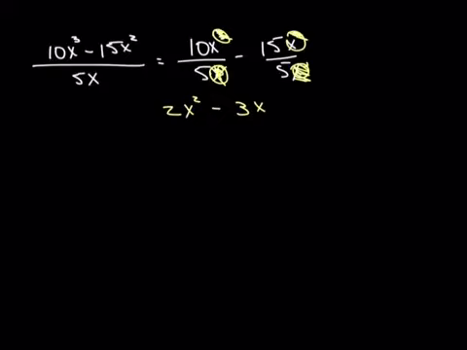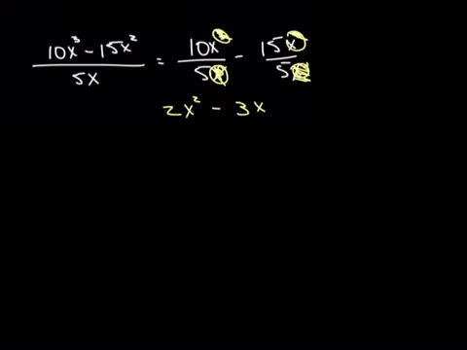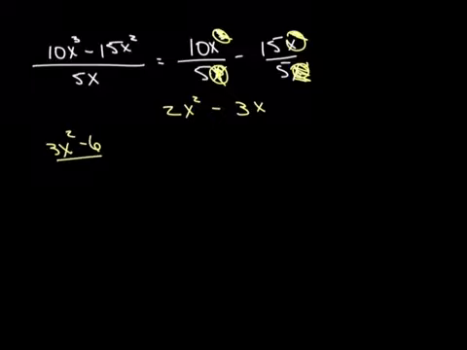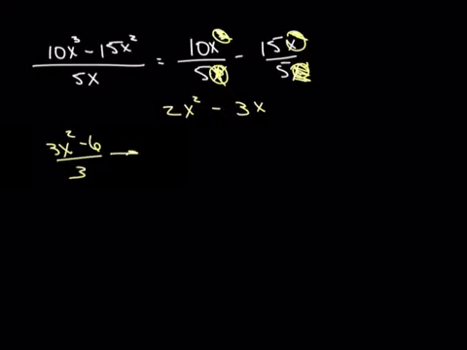So, let's look at example 2. It gives me 3x squared minus 6 over 3. So again, I'm going to split them up. 3x squared over 3 minus 6 over 3. So 3 over 3 is 1, so I can cancel those, leaving me with x squared. What's 6 over 3? 2, and you're done.